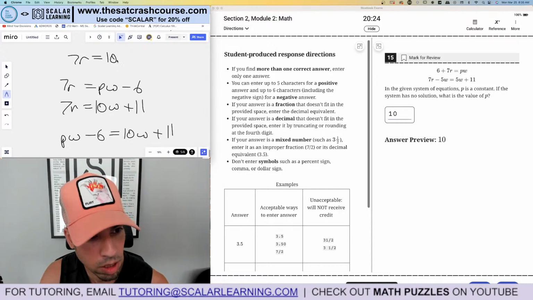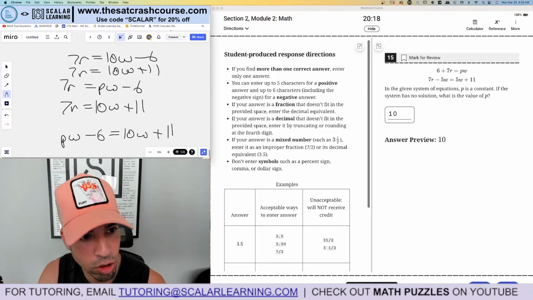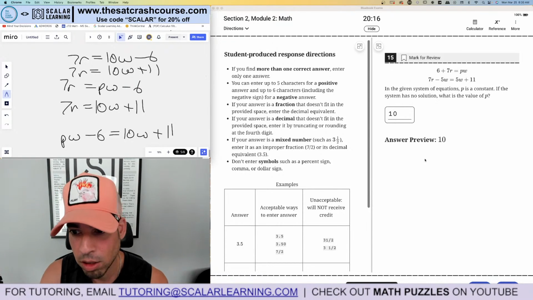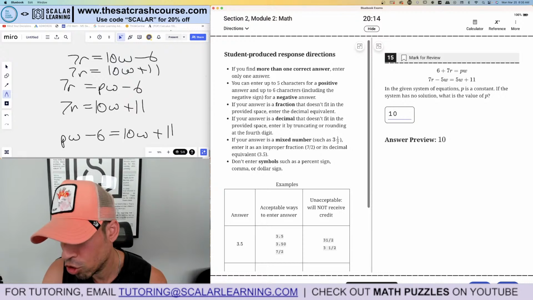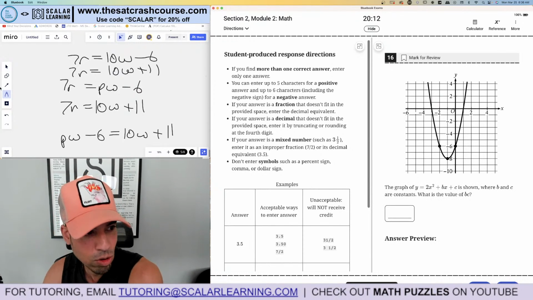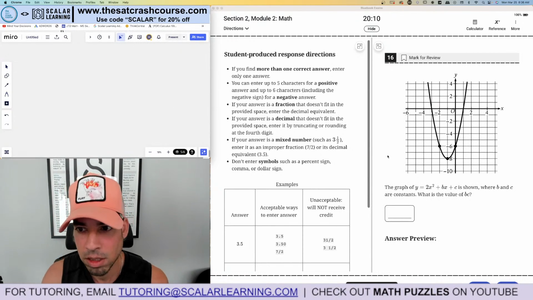7r equals 10w minus 6. Yeah, no, it's right. Look, and then it's 7r equals 10w plus 11. It's just a linear equation with different slopes, which is exactly what we go for with no solutions for linear equations. All right, that's cool. Okay, next is number 16.